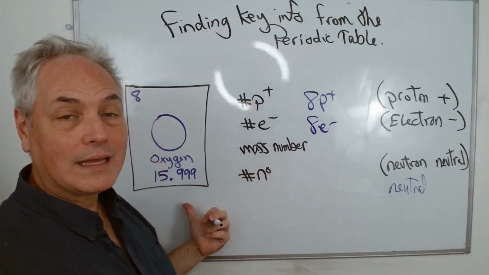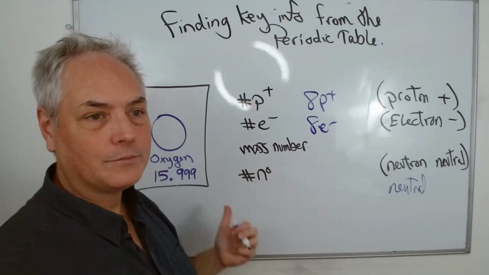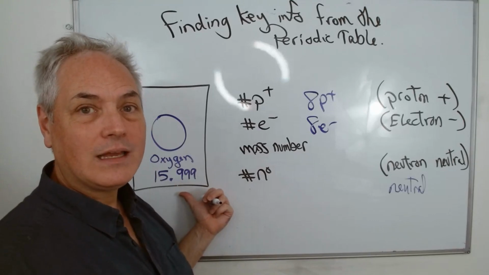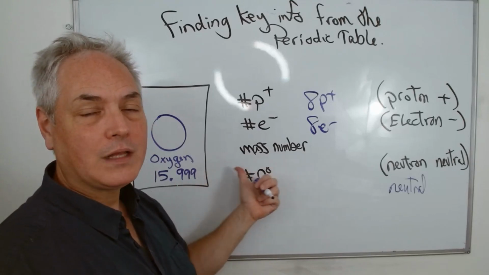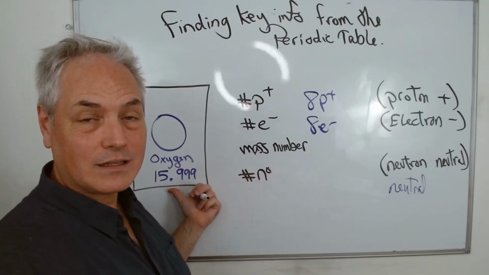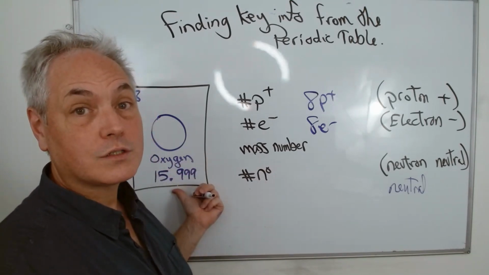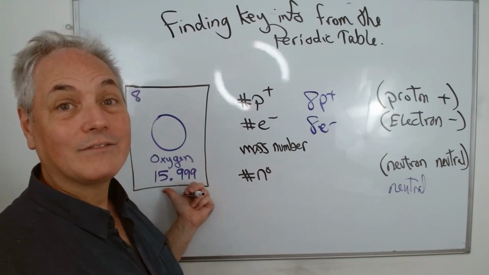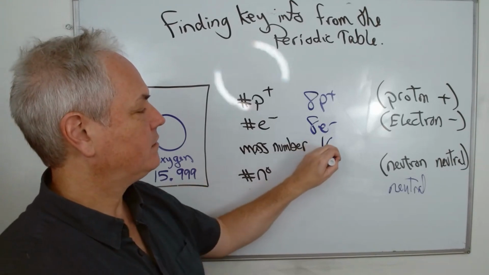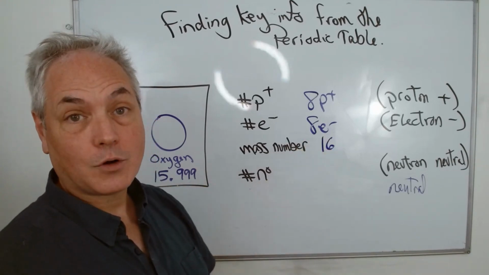Now, if I'm looking for the mass number, let's see what I need to do. I need to take the atomic mass. In order to find the mass number, I have to take this atomic mass, round it to the closest whole number or integer, and we have here 16. So here we have a mass number of 16.